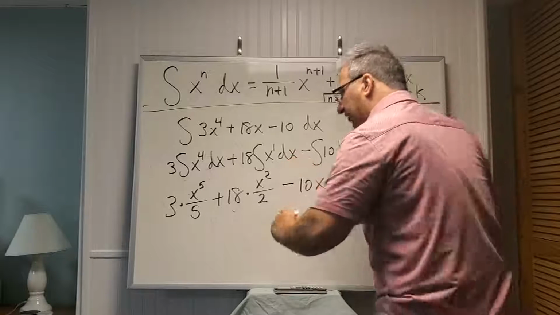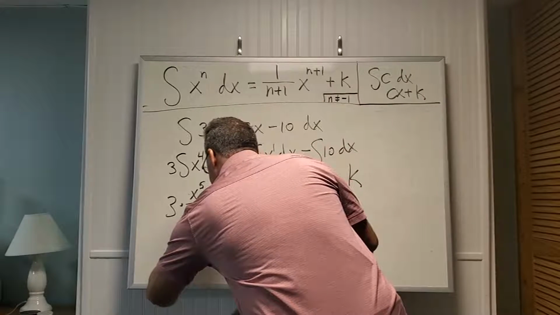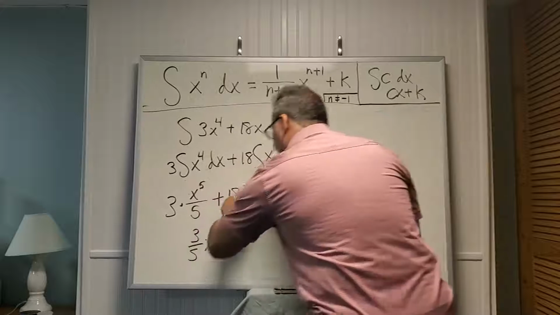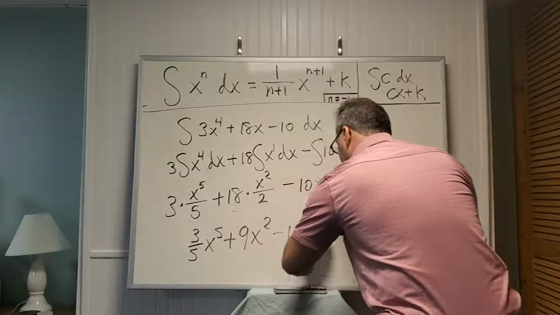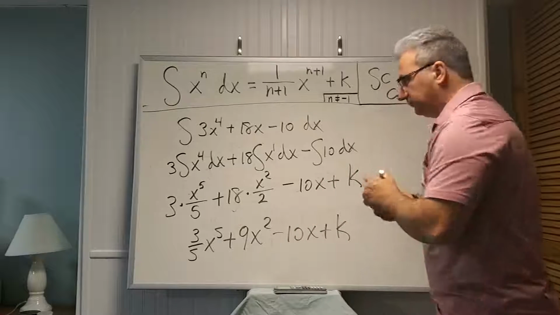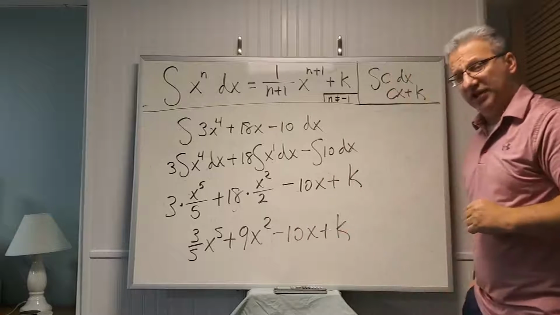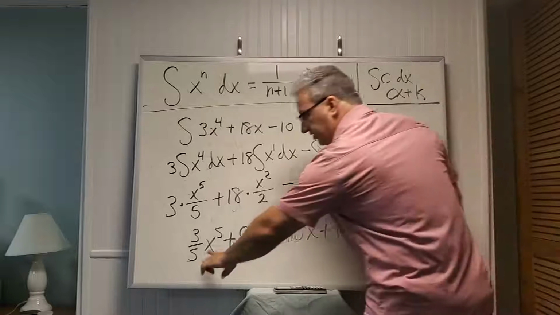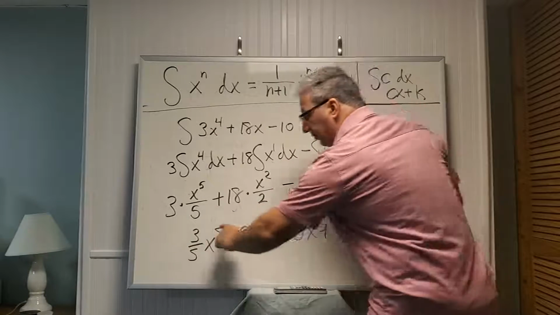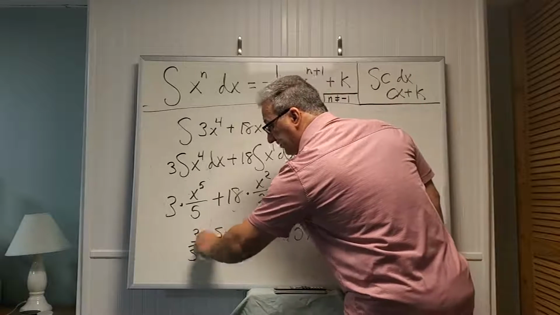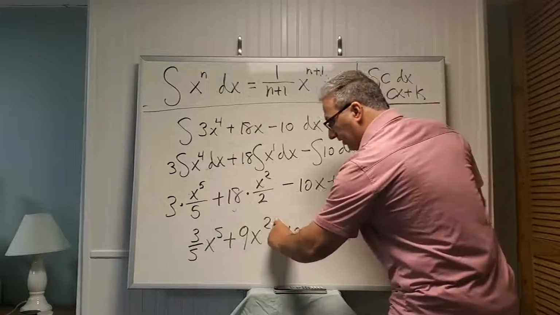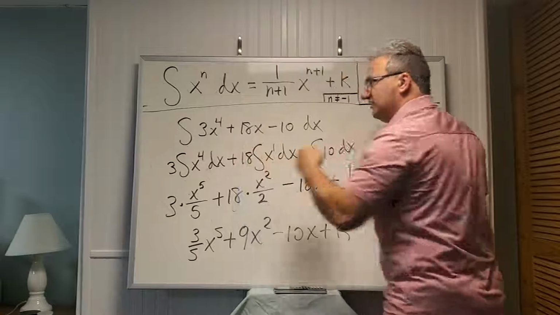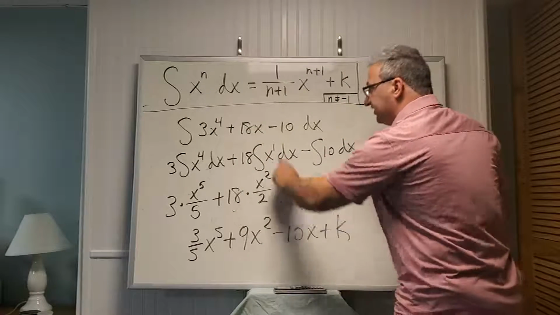Can I clean it up a little bit? You can write 3/5 x to the fifth plus 18 over 2 is 9, x squared minus 10x plus k. And that's the simplest you could have it. Again, just taking the derivatives quickly here, bring the 5 down. 3/5 times 5 is 3, x to the fourth. Nailed it. Bring the 2 down, 18x to the first. Nailed it. Derivative of 10x is 10.